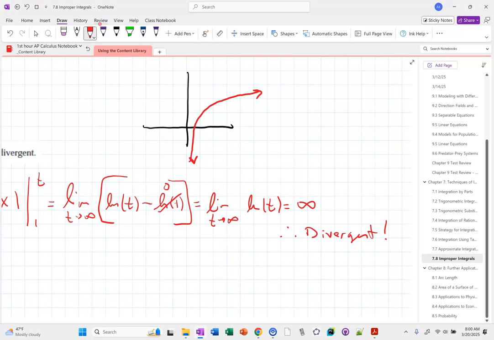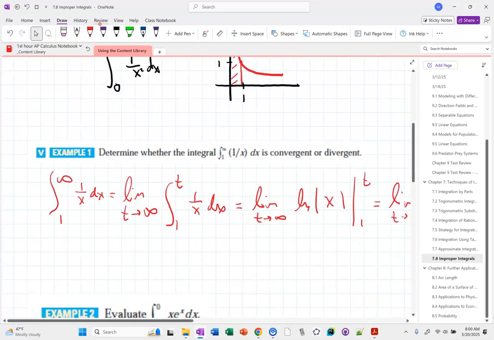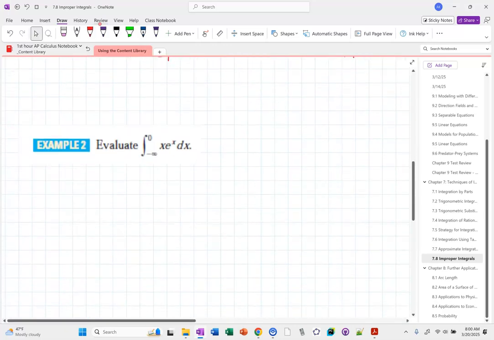Everybody feel okay with the process? Fairly straightforward. We're just going to replace the infinities, or anywhere where there's a vertical asymptote, with a t and just do the limit as t goes to whatever the value is. And then, everybody so far so good? Okay, let's just keep doing numeric examples.